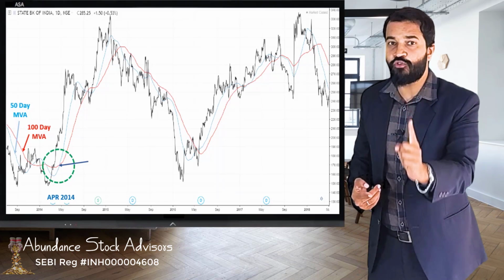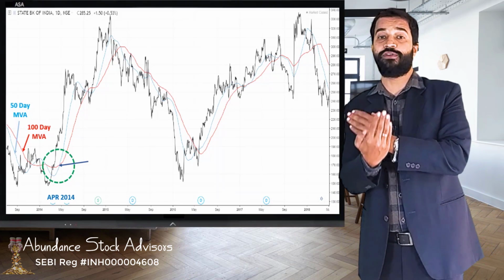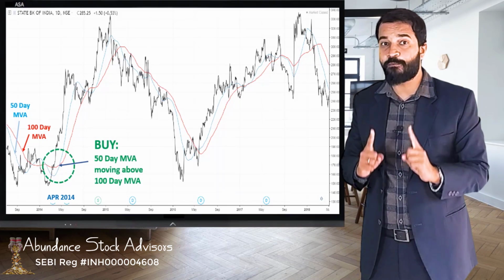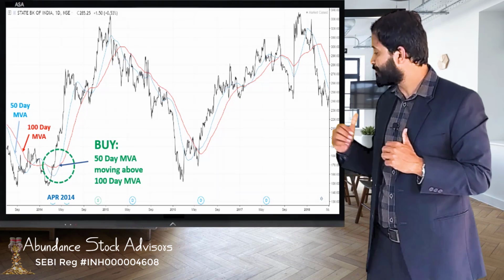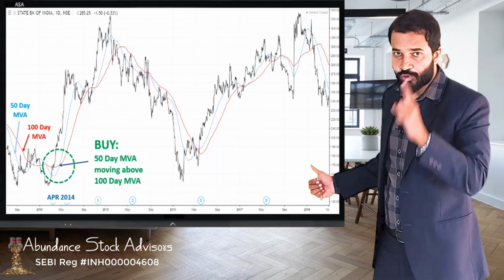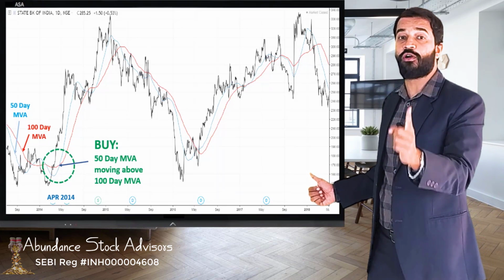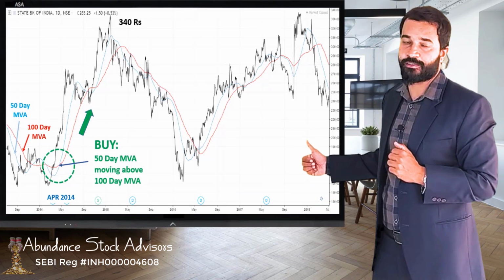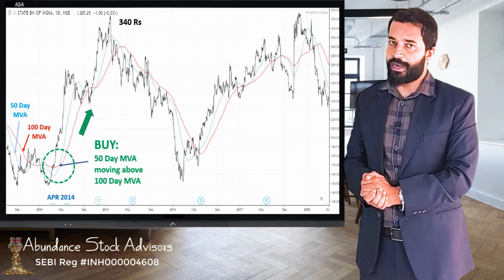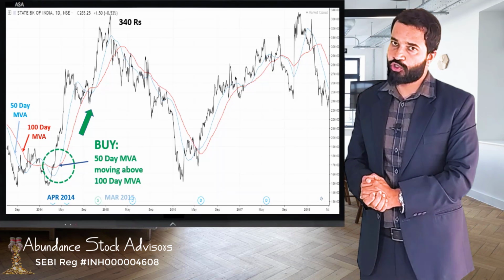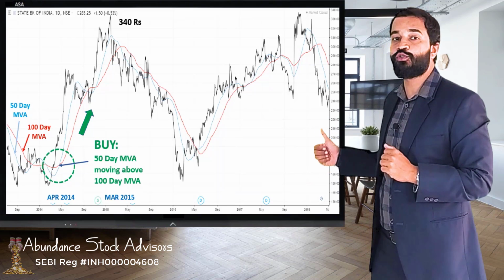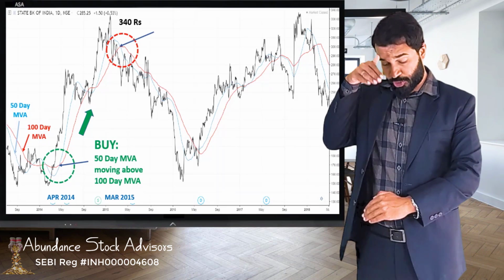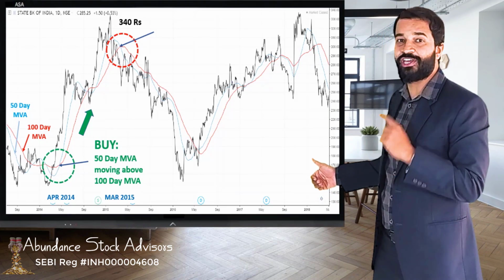So if the short-term moving average moves above the long-term moving average, it indicates that the short-term sentiment is bullish and that the stock price will move higher from here and we could buy the stock. So as predicted, after the crossover on 10th April, the stock moved higher. It rallied from 170 till 340 rupees. But the price reversed soon after 16th March 2015. Here the 50-day moving average crossed below the 100-day moving average, which generated a bearish signal.